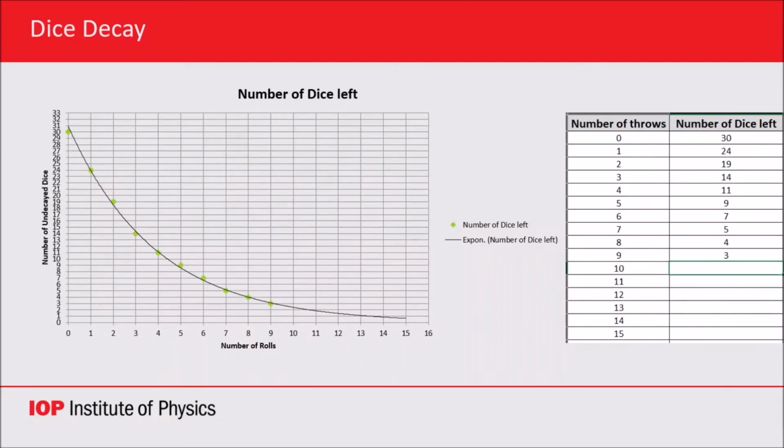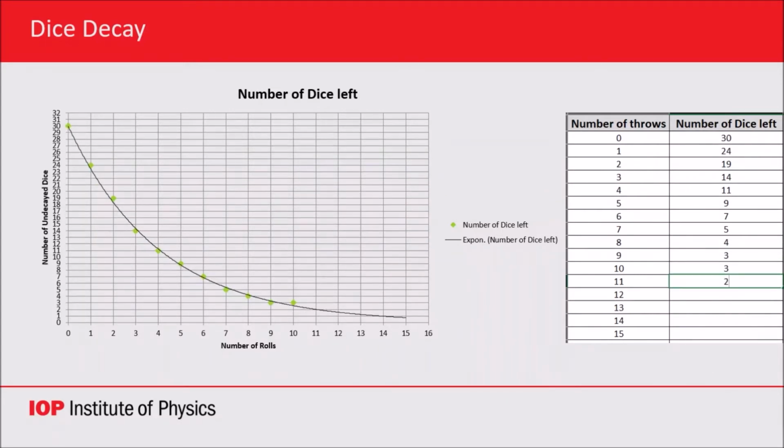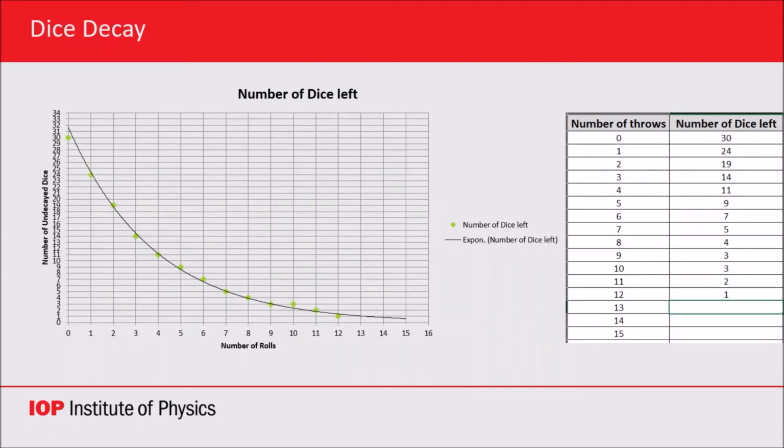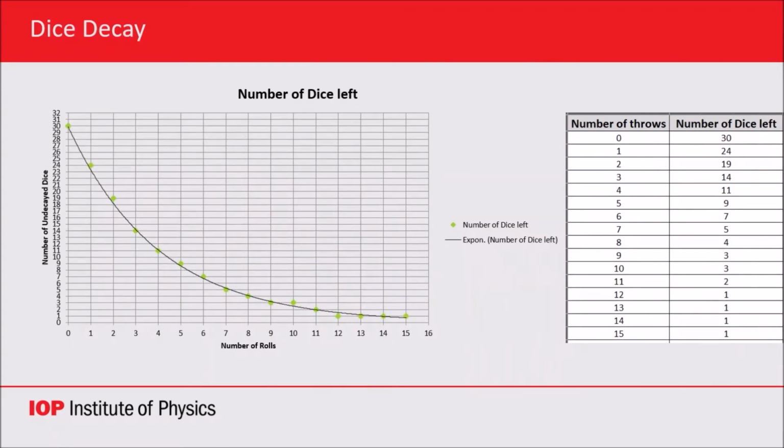As the students' dice decay, we enter the numbers remaining into the spreadsheet and watch as a best fit exponential curve is plotted. We can then identify with students the half-life of our dice by drawing lines from the y-axis at the point representing half the active nuclei have decayed, to the exponential curve, and down to the x-axis where we can read the number of rolls.